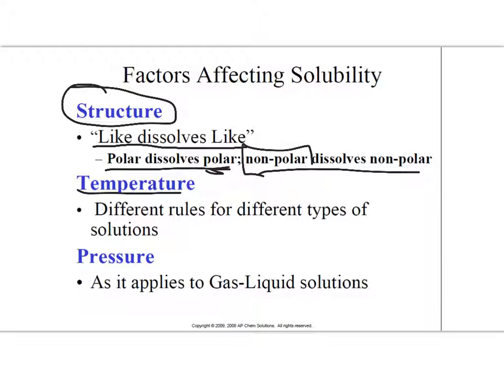Another thing that affects solubility is temperature. There are different rules for different types of solutions. However, in general, the higher the temperature, the more stuff you can dissolve, and the easier things dissolve. And last is pressure, and pressure applies specifically to gas-liquid solutions. We'll be addressing that as we come to that portion of this unit.